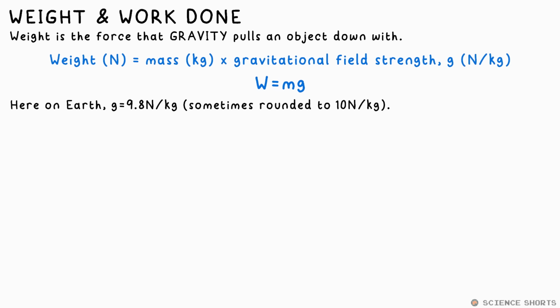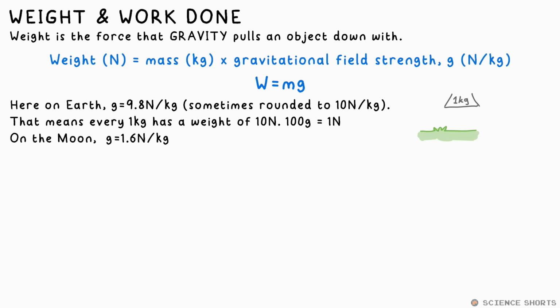Weight is just another name for the force due to gravity that acts on an object. It's calculated by multiplying the mass in kilograms by gravitational field strength, or g. Try not to call it gravity. Here on Earth, that's 9.8 newtons per kilogram. Sometimes we just round that to 10, but you'll be told which to use in a question. That means that 1 kilogram of mass on Earth has a weight of 10 newtons, or 9.8.